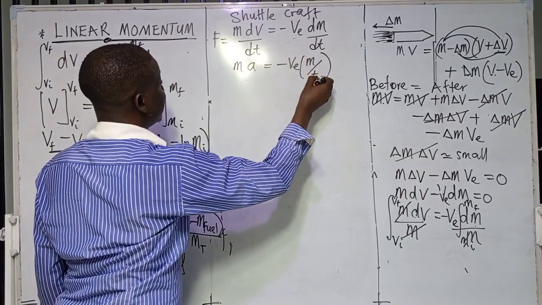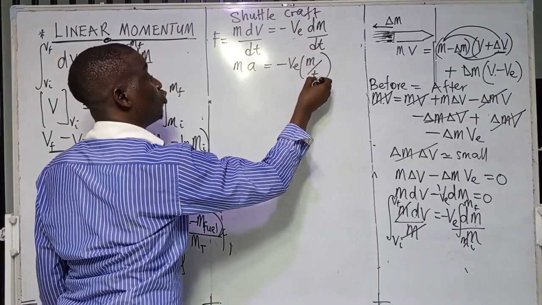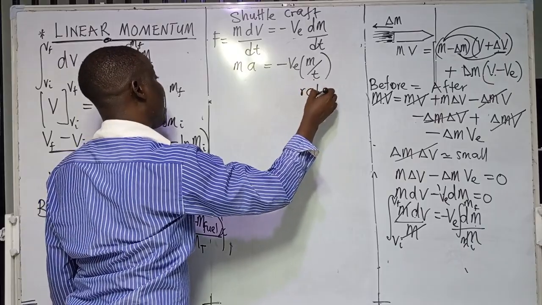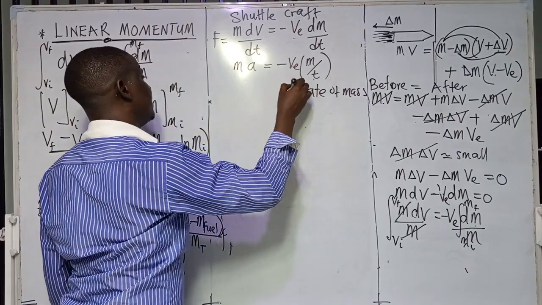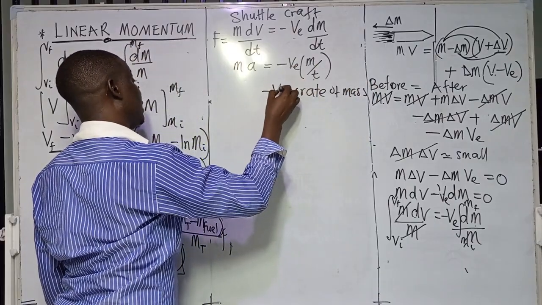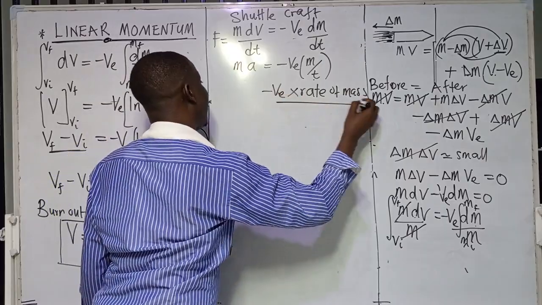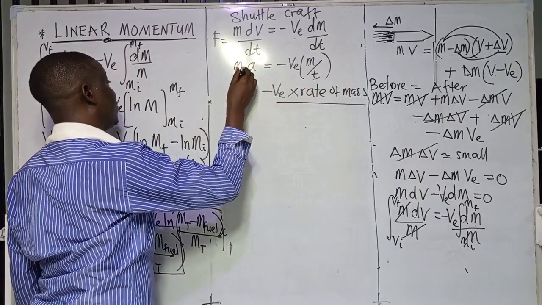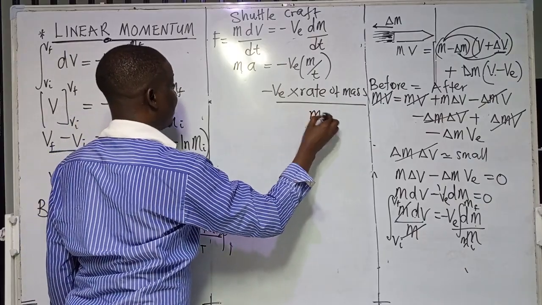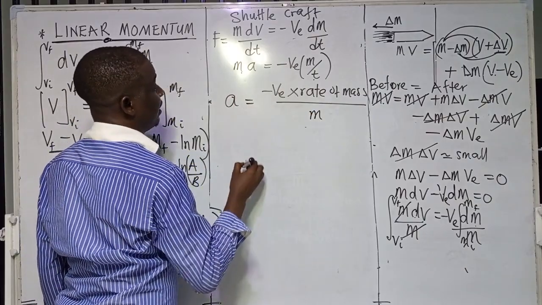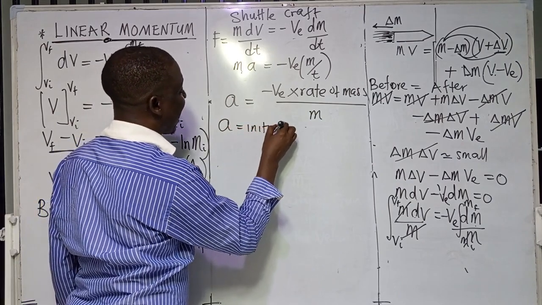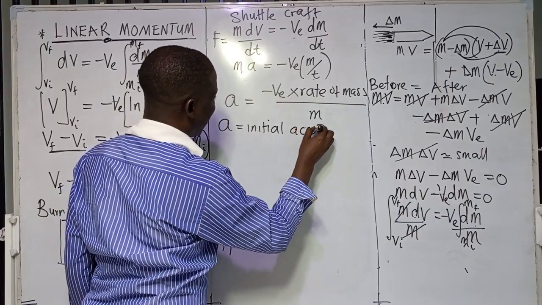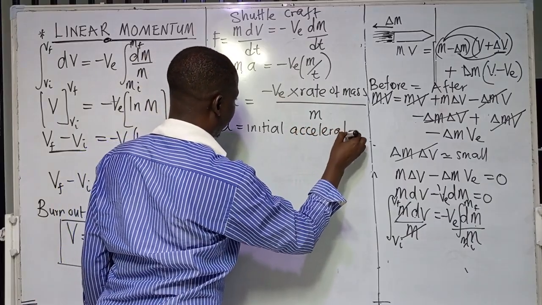So the m over t is what we call the rate of mass, times the exhaust velocity. Then divide both sides by mass. I'm going to have mass here. Now remain acceleration here. This A is called the initial acceleration of the shuttlecraft.